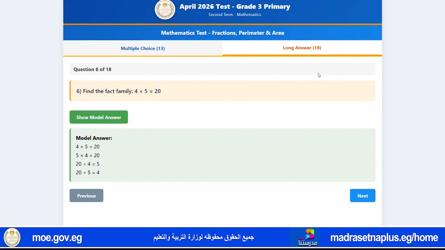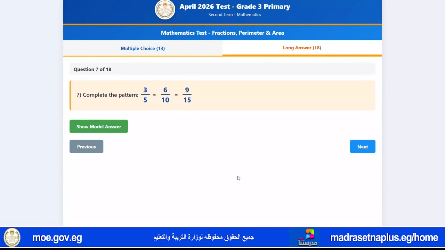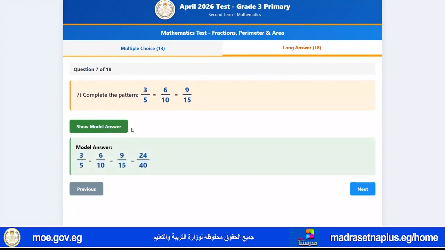Sometimes we can use a triangle and write the 3 numbers around it to get this fact family. Yes, this is the answer. So you can see, you can write many operations if we have 3 fixed numbers, and so on.